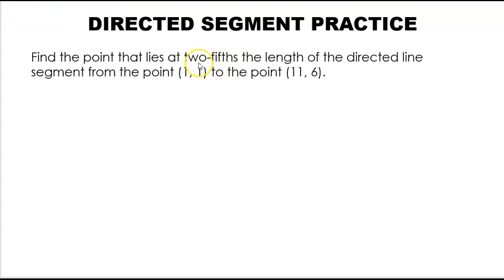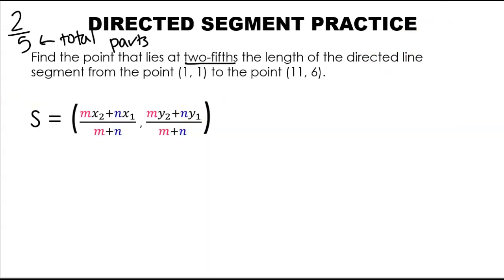Now, the 2/5 right here, guys, that does not mean 2 to 5, okay? That does not mean 2 to 5. What that means is 2 over 5. So 2/5, 5 is your total parts, okay? 5 is your total parts. So since 5 is our total parts and 5 is not a power of 2, that means we're going to use the section formula. And in order to use the section formula, though, you have to know what your ratio is.